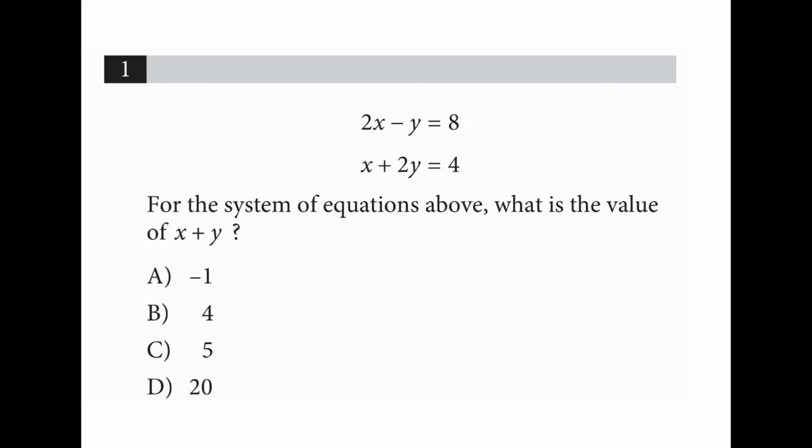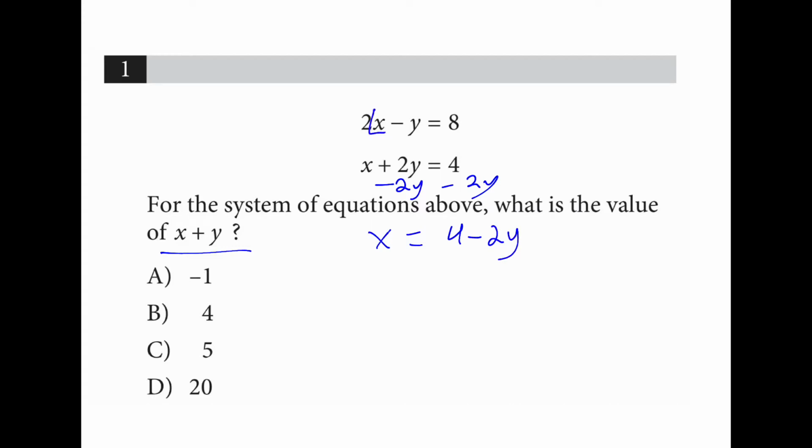For the system of equations above, what is the value of x plus y? So I have to solve for both variables and then add them together. I'm going to solve the second equation for x by subtracting 2y from both sides. So x is equal to 4 minus 2y.